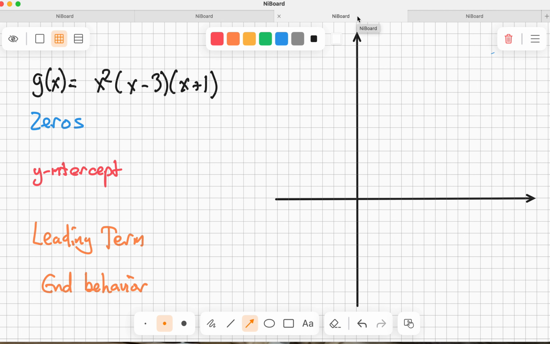Let's just do a couple more of these. And again, we're just going to do the same thing: zeros, y-intercept, leading term.